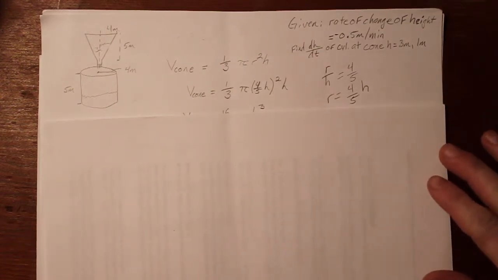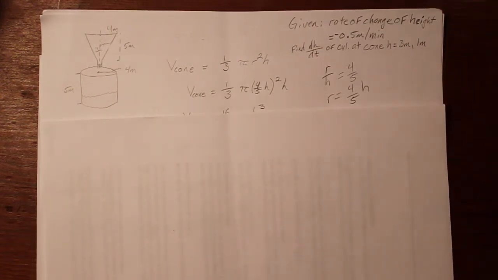So we can find, using similar triangles, that the radius is equal to 4/5 the height, no matter what the height is. Substituting 4/5 h into our equation, we get the volume of the cone is equal to 1/3 pi times (4/5 h) squared times h. Simplifying down, we get the volume of the cone is equal to 16/75 pi h cubed.